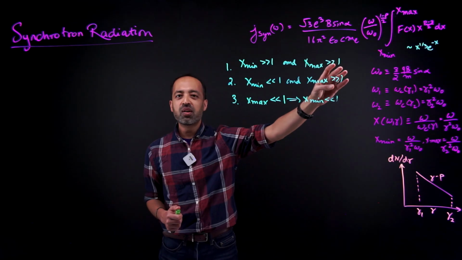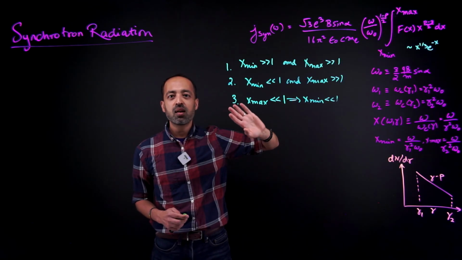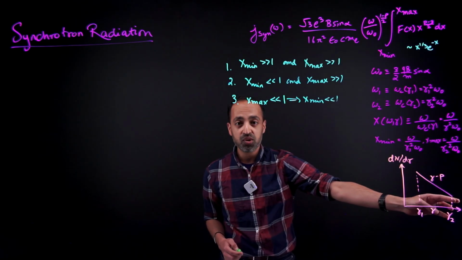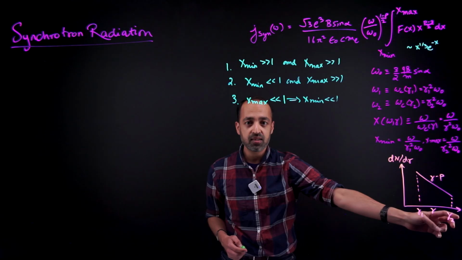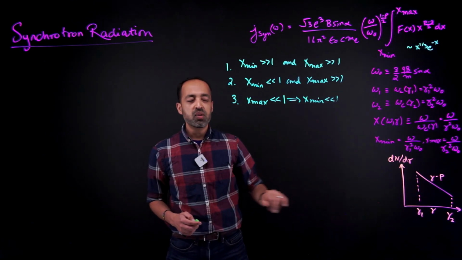I very briefly sketched out what this might look like when both of these integration limits are much larger than 1. That's when you are in a part of frequency space that corresponds to radiation from above this omega 2, corresponding to this gamma 2, and then you get an exponential cutoff.